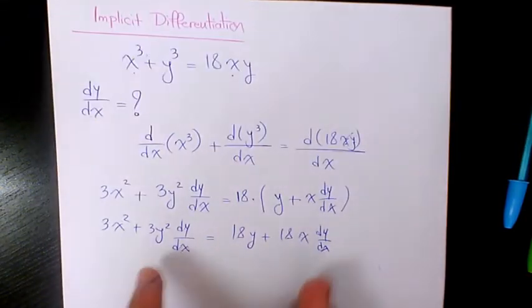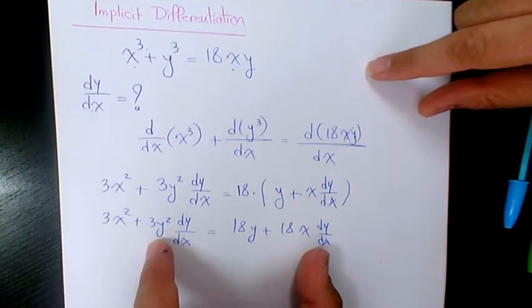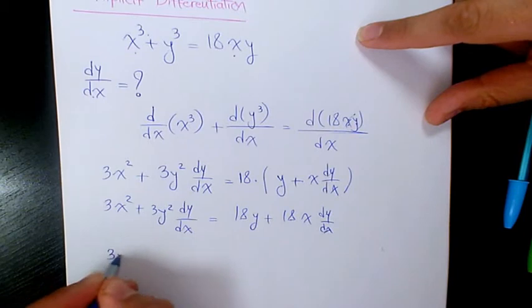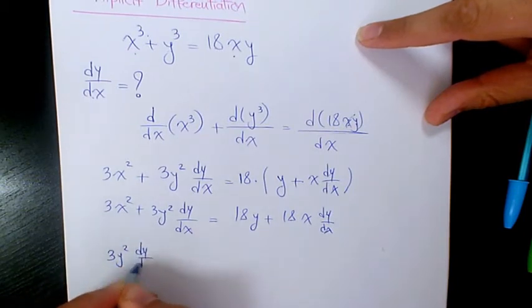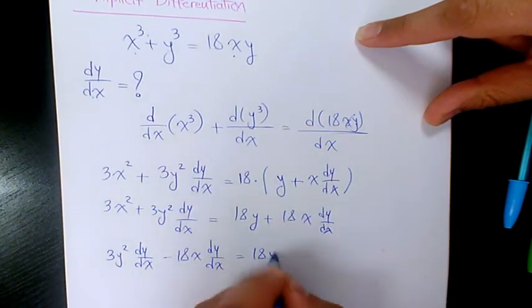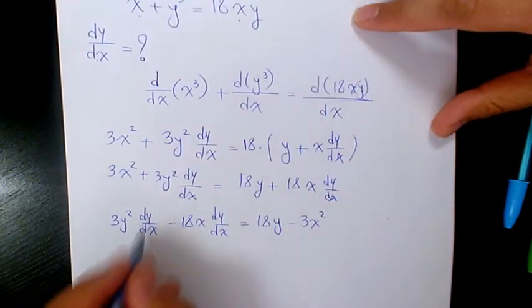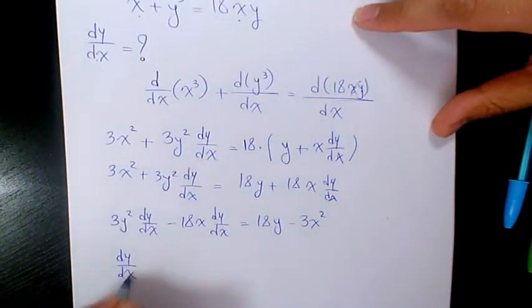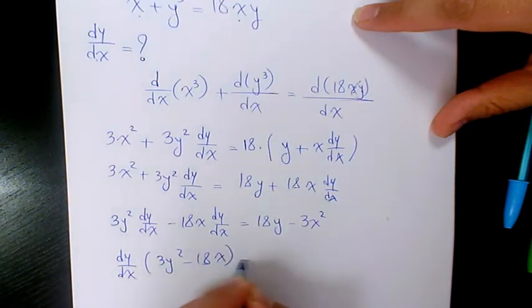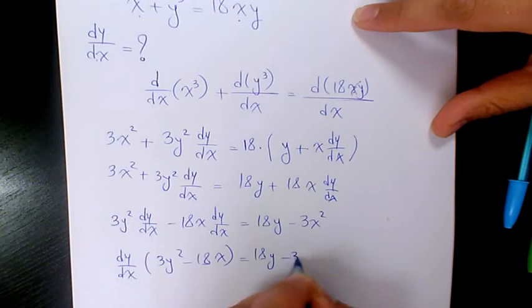Then I keep these two terms on the left hand side and these two terms on the right hand side. So it's going to be 3y squared dy over dx minus 18x dy over dx equals 18y minus 3x squared. Then I factor dy over dx: dy over dx times (3y squared minus 18x) equals 18y minus 3x squared.